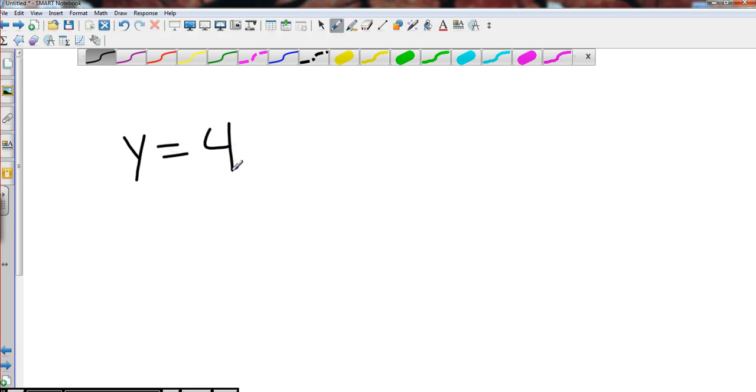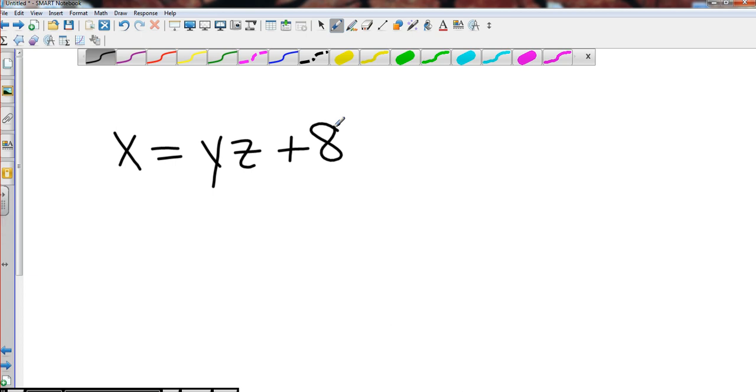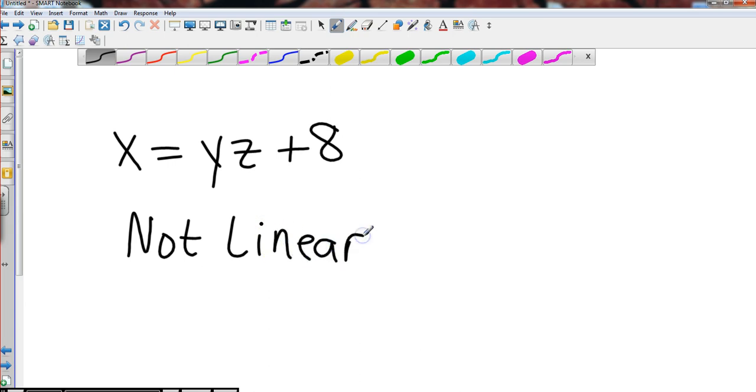How about y equals 4? Linear or nonlinear? Linear. Again, has a y, has an x, or has both, you're good. Now, how about x equals yz plus 8? Not linear. The reason, who can tell me the reason? There's a third variable. Not necessarily just the z, but just a third variable. Anytime you have three variables involved, it is no longer linear.